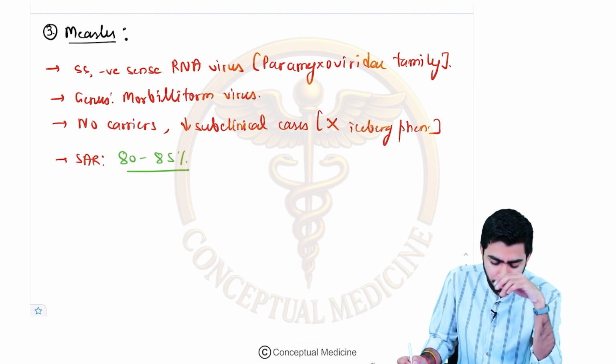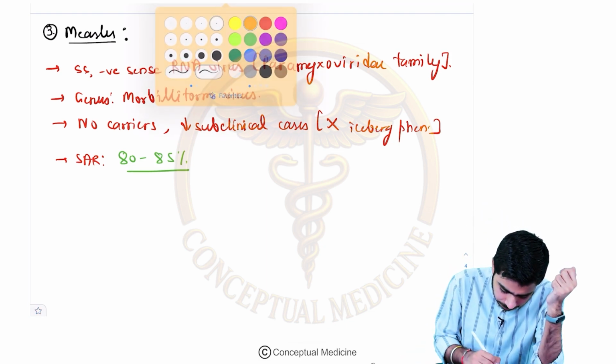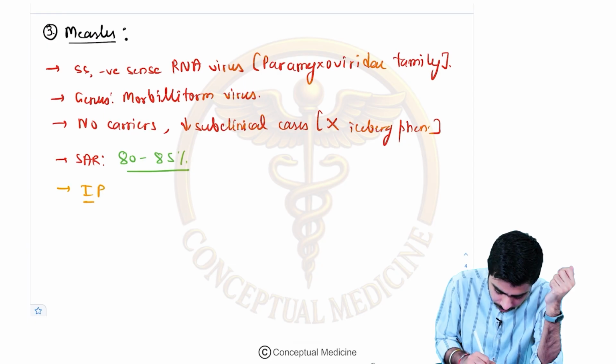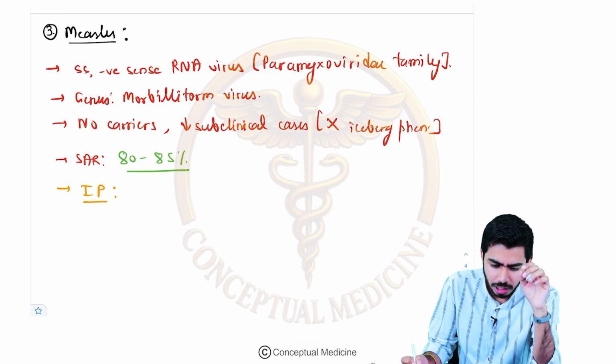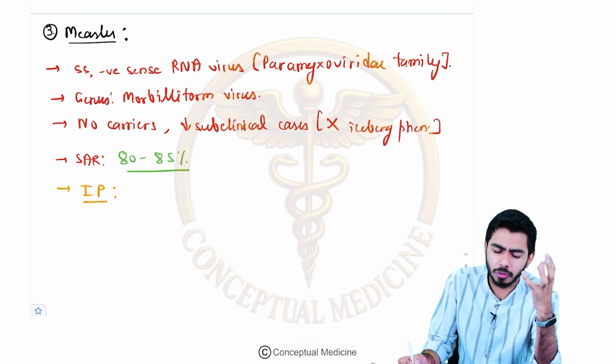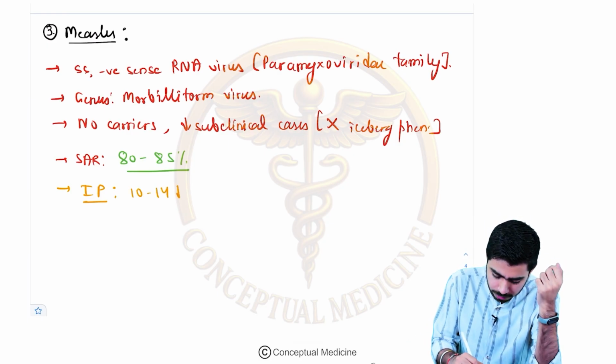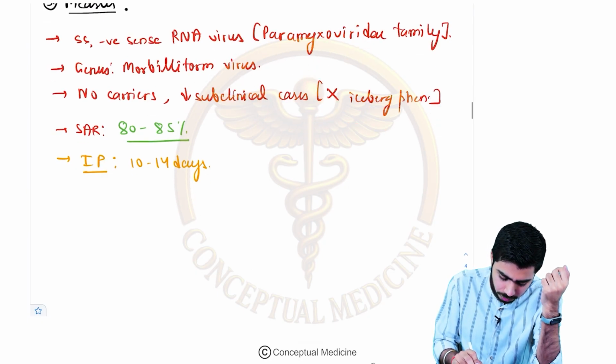Now next point, what is the incubation period, guys? I will be writing IP for incubation period. The incubation period here is around 10 to 15 days, or I can write 10 to 14 days. So 10 to 14 days.